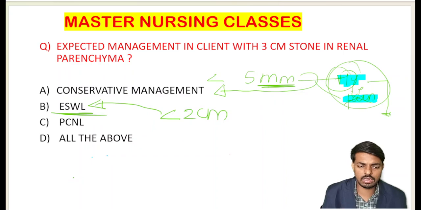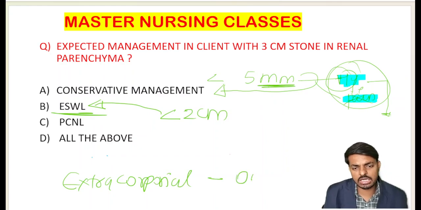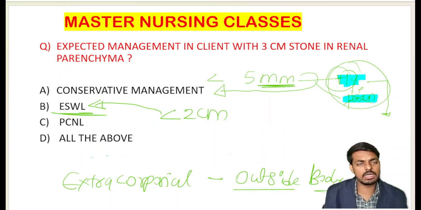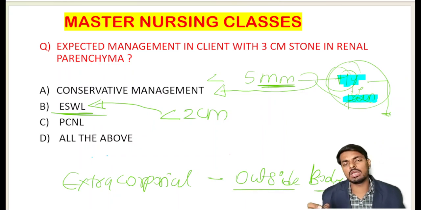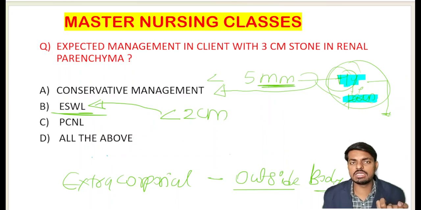Students, wherever the word extracorporeal comes, this indicates outside the body. Very important. Wherever the word extracorporeal takes, that indicates outside the body. Another example is extracorporeal membranous oxygenation, that is the ECMO.